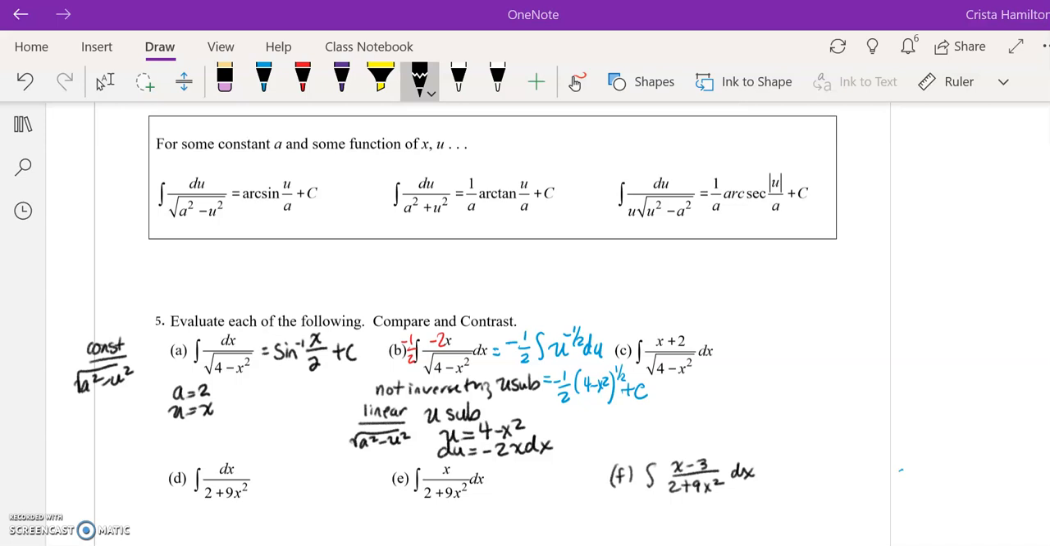Now the last one on this is a very similar problem. Notice that it is also linear over that form, but in this one what you want to recognize is that you need to split it. So rewrite it as the integral of x over square root of 4 minus x squared dx, plus the integral of 2 over square root of 4 minus x squared dx. Then you would use a u sub here, and use inverse sine here.